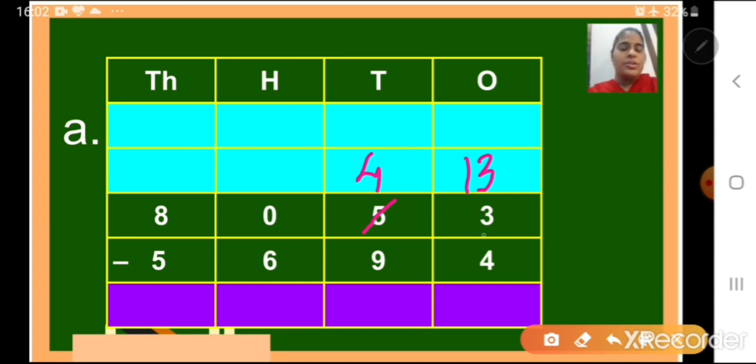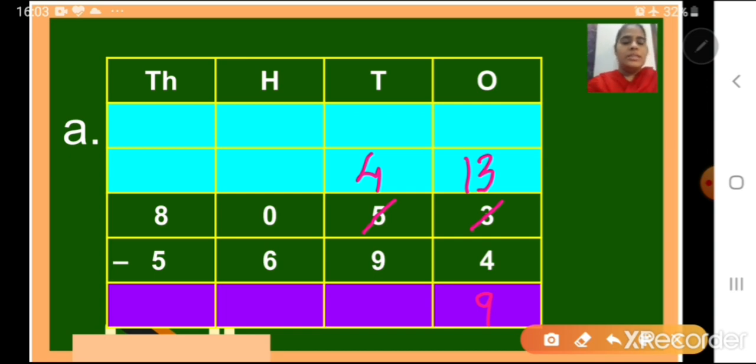Like that also you can remember. Now cancel 3 here because we got 13. 13 minus 4. Can we do now? Yes. Now count after 4. 5, 6, 7, 8, 9, 10, 11, 12, 13. Number 9. Yes children, 13 minus 4 is 9.